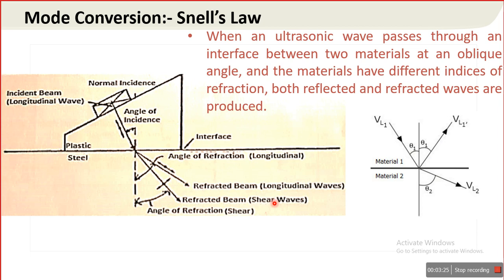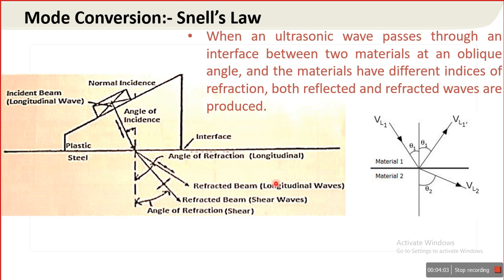Why does it happen? Because of the nature of the shear wave, it can be generated with the help of a longitudinal wave when the longitudinal wave is transmitted at a predefined angle. So this is the philosophy behind the shear wave. So when we transmit a longitudinal wave at a predefined angle into a particular material, a shear wave can be generated. So these are the two modes of conversion.